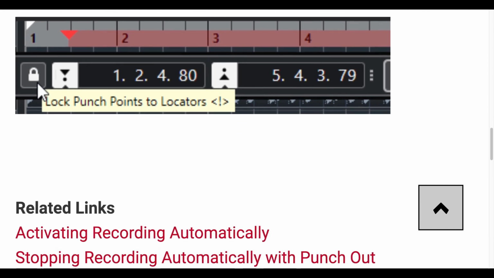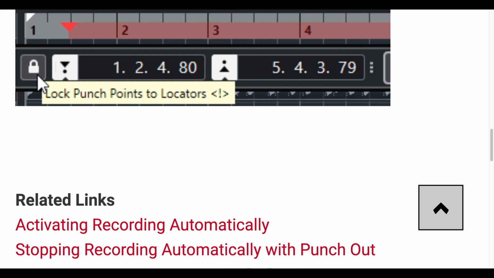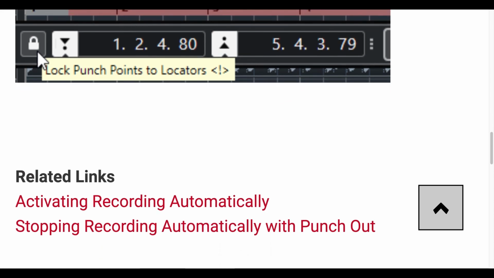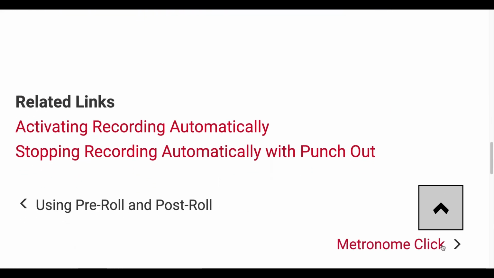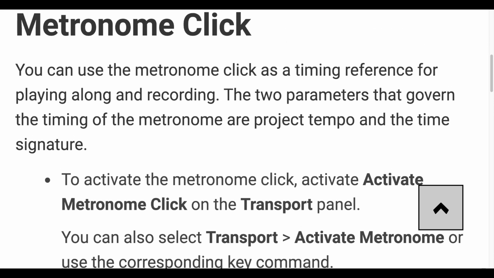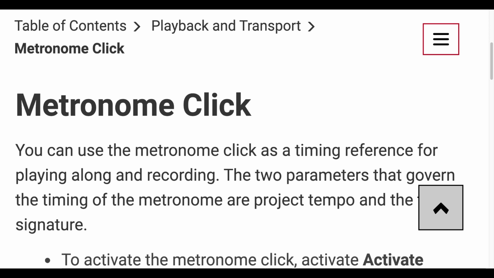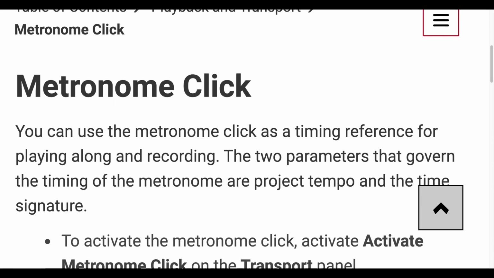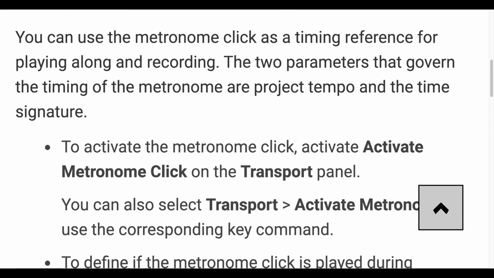Related links. Activating recording automatically. Stopping recording automatically with punch out. Using pre-roll and post-roll. Metronome click. You can use the metronome click as a timing reference for playing along and recording. The two parameters that govern the timing of the metronome are project tempo and the time signature.